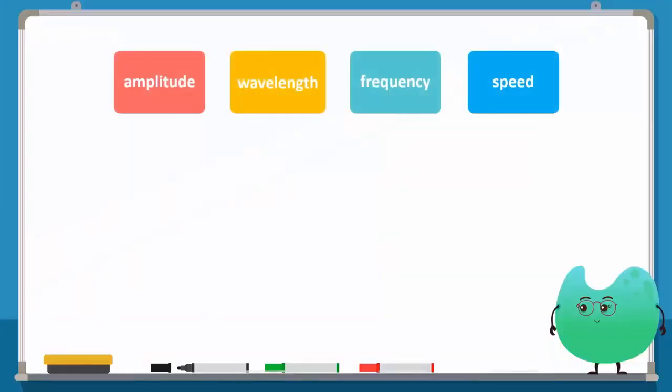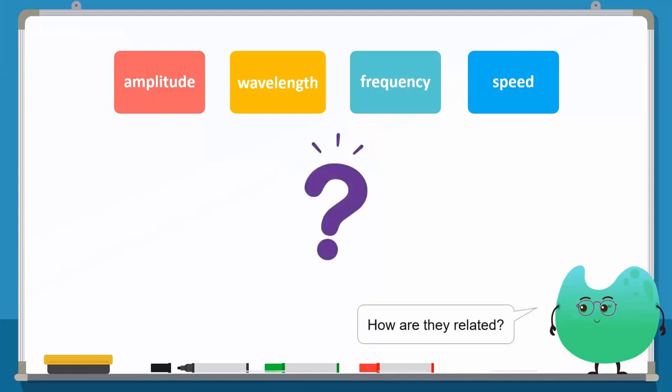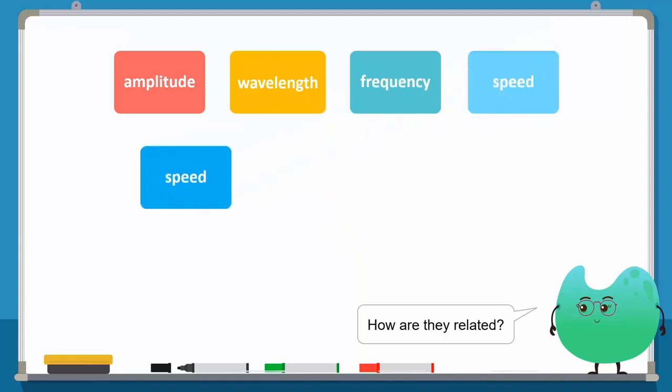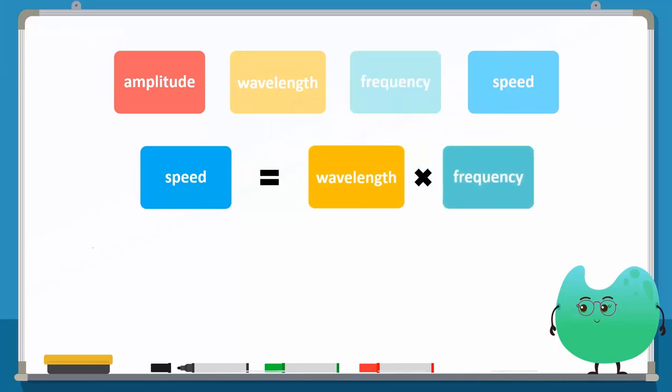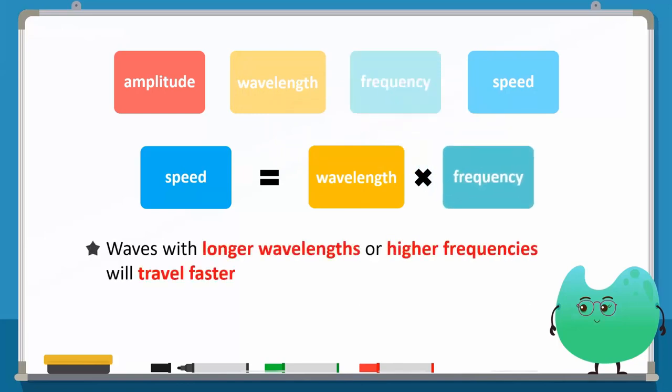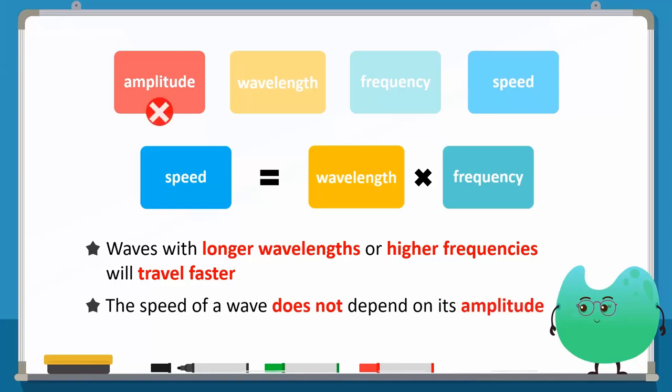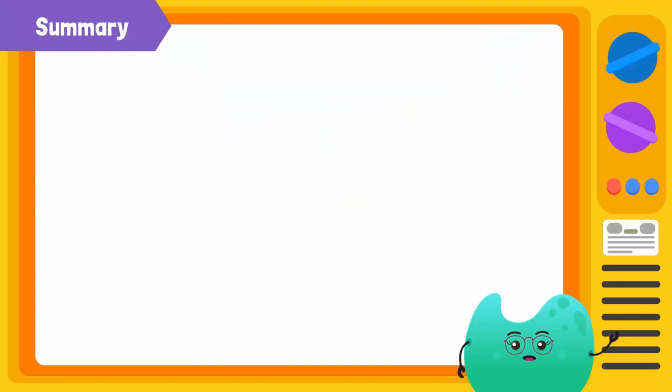Now that we have seen the 4 quantities, how are they related? Well, it turns out that the speed of waves is the product of the wavelength and the frequency. Therefore, waves with longer wavelengths or higher frequencies will travel faster. Note that the speed of a wave does not depend on its amplitude.